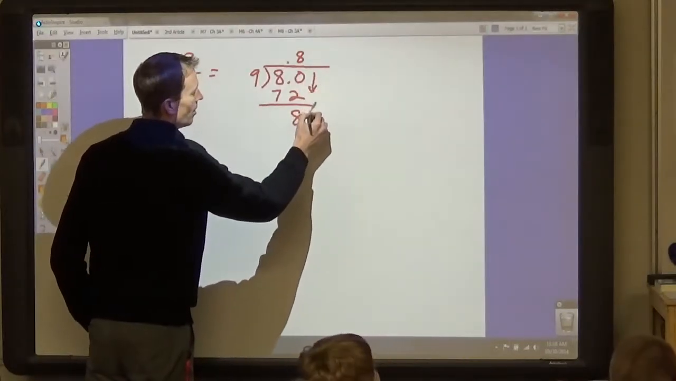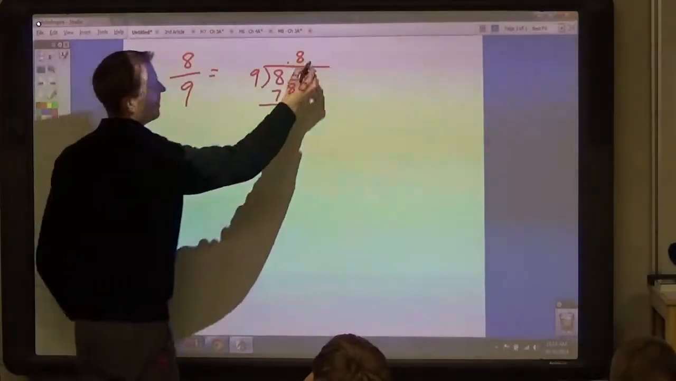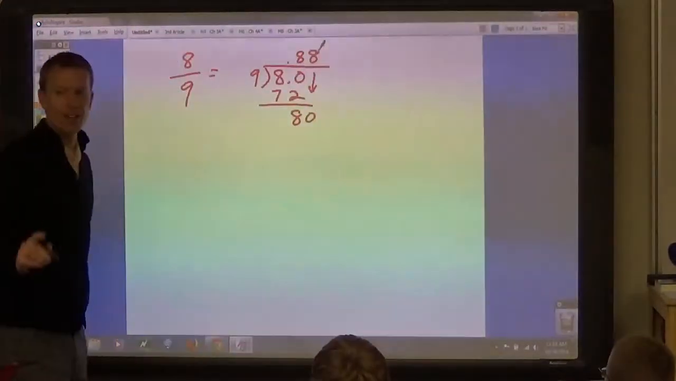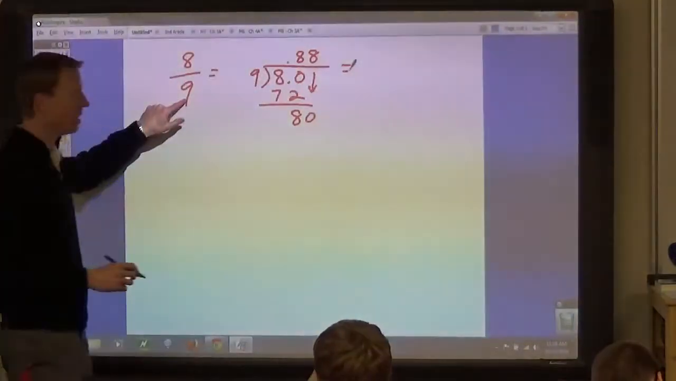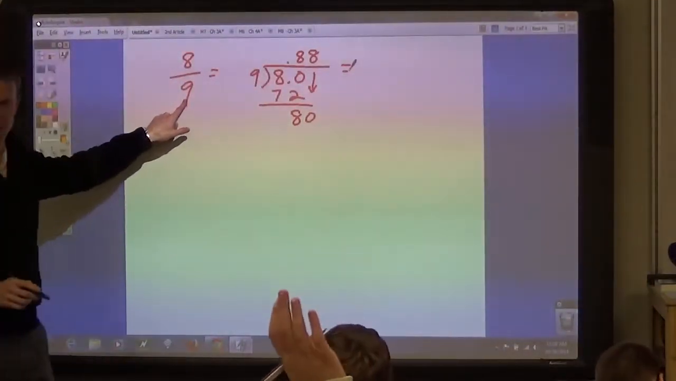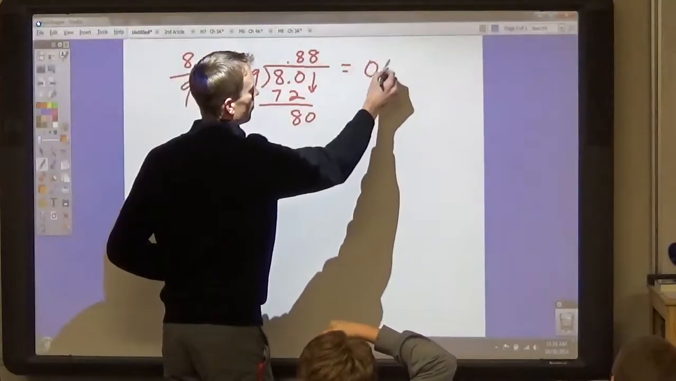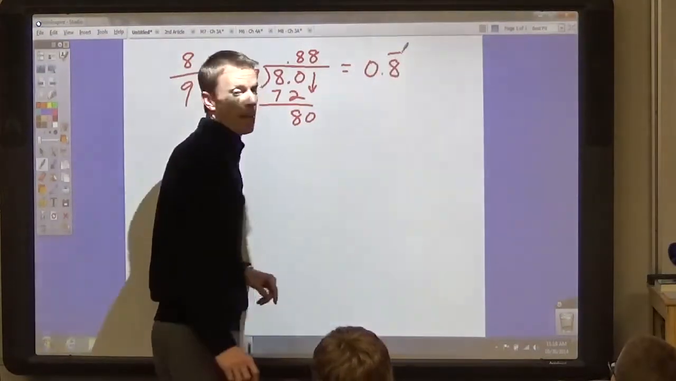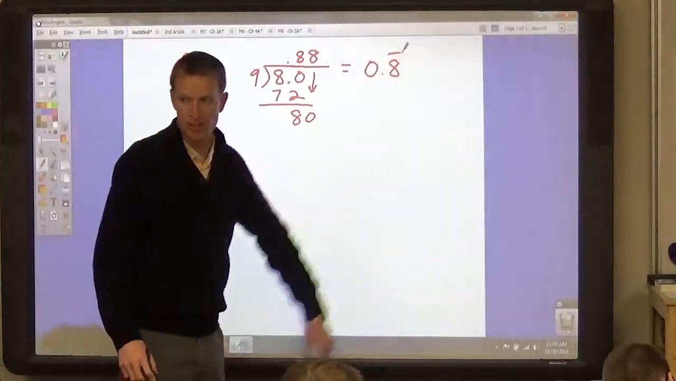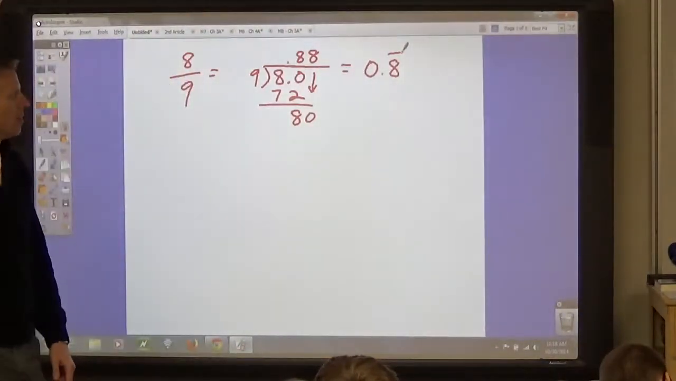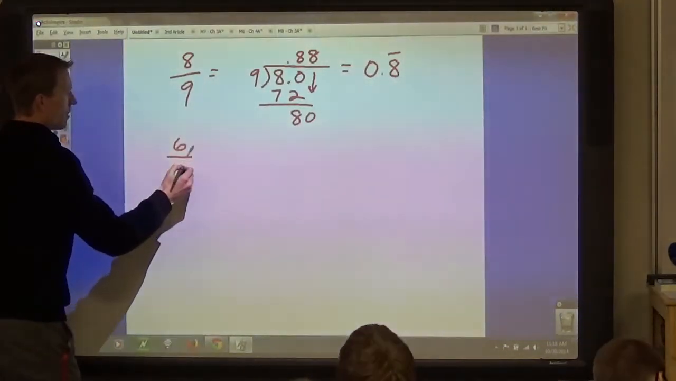Bring down another 0. Oh, it just keeps going on. That's 80. What would the answer be then? What would 8/9 equal as a decimal? Ava? 0.8 with the repeating sign. Right. 0.8 repeating. 0.8 repeating.